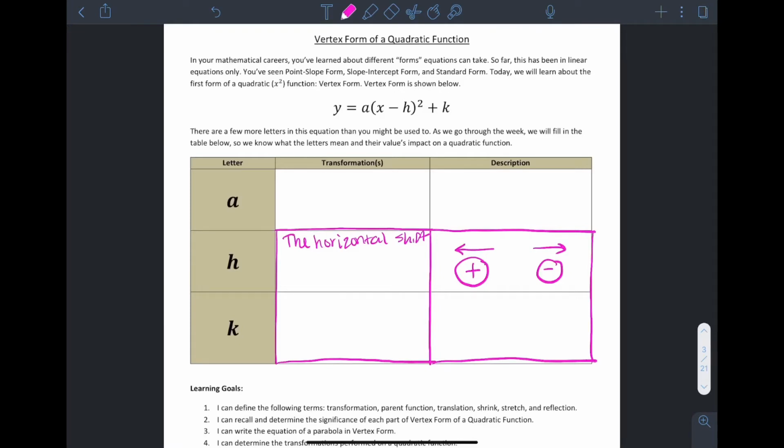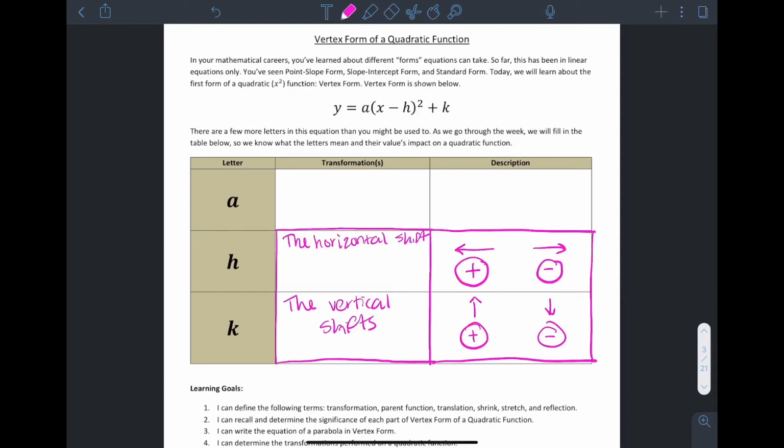Now, k doesn't have that problem, right? Because k is the vertical shift, right? So it's up and down. But since it's plus k at the end, there is no worry about that.